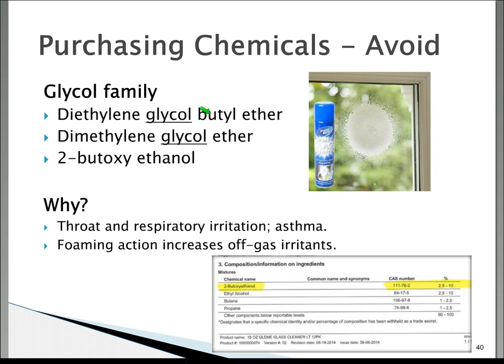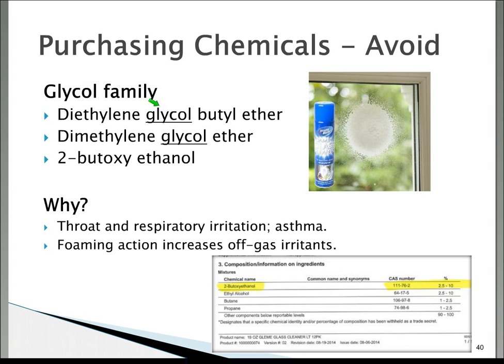And there is a main ingredient that causes that asthma trigger. It is the glycol family. So when you read the ingredient label, you might see a very long chemical name. But what I want you to hone in on is just remember the glycol part. If you see that glycol word, we want you to pause and say, gee, do I really need this product? Is there a different product that I could use instead?